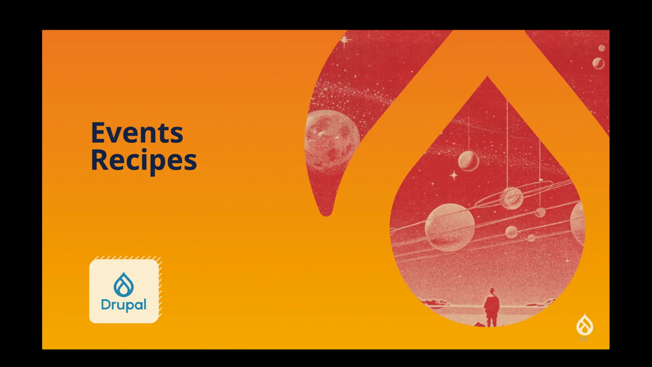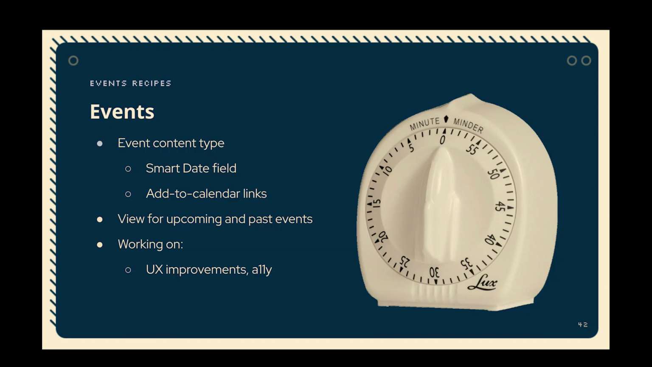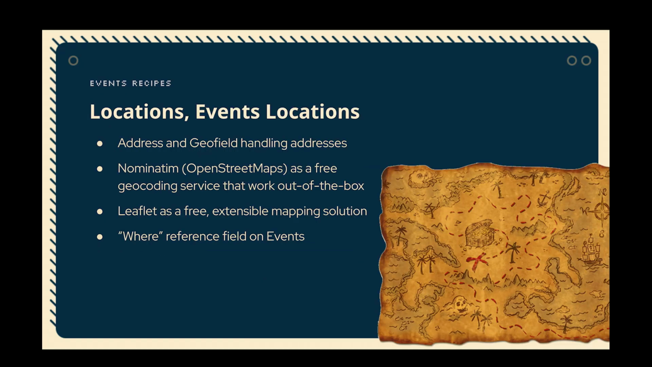So for the remaining time, I'd like to bring it back around to events and some of the things that you can do. So we saw the events recipe. It creates an event content type using a smart date field, creates those add to calendar links, and it does create the view for upcoming and past events. Some of the ongoing improvements being worked on there are around improving the user experience and also accessibility.